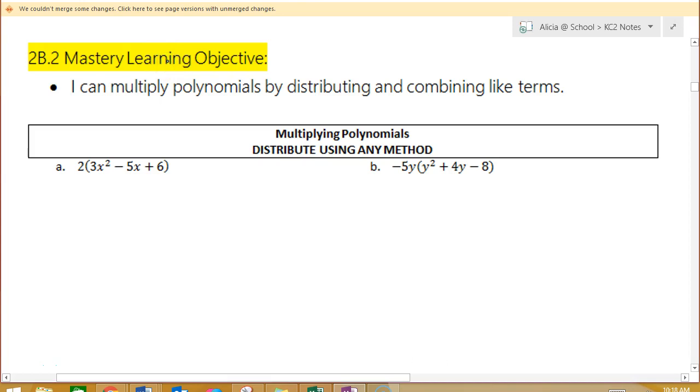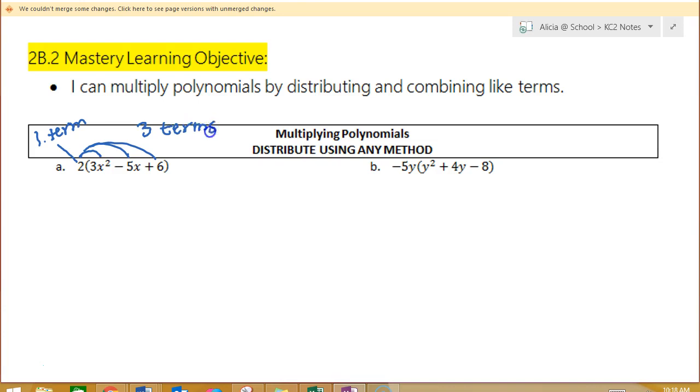Sometimes distributing more than one term gets a little messy, so looking at using Punnett squares helps keep everything in order. What I mean by that is 2 times our polynomial, right? 3x squared minus 5x plus 6. We are going to be distributing this to every term. We notice that we have that 2 in front, right? There's only one term here. And we have 3 terms within our polynomial.